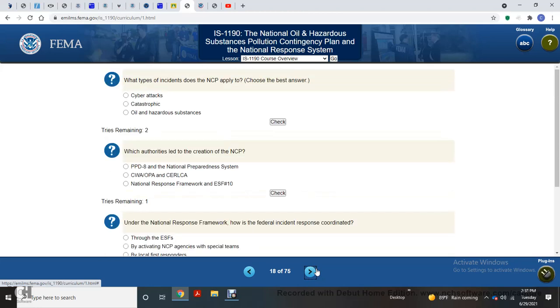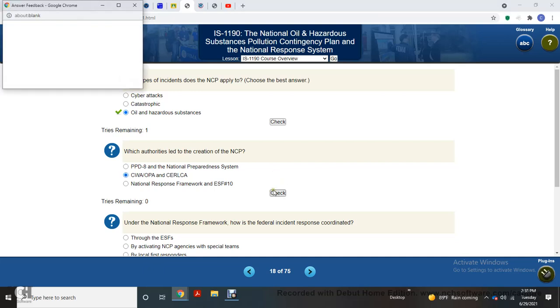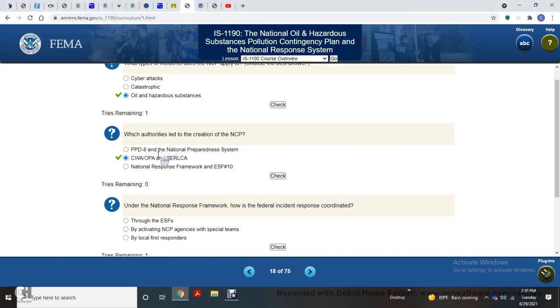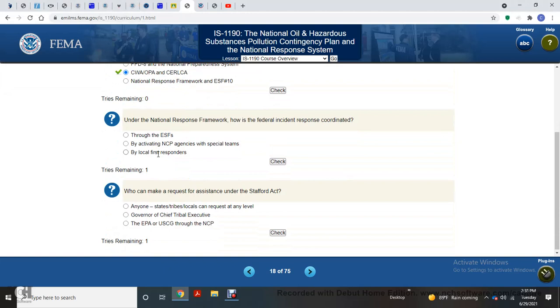Alright, what type of National Contingency Plan? Choose the best answer. That would be oil and hazardous substance. Check. The answer is correct. Now, what is the authority of the National Contingency Plan? Oh, we got that one wrong. It was actually the Clean Water Operational Plan. Under the National Response Framework, how is the federal incident response coordinated?